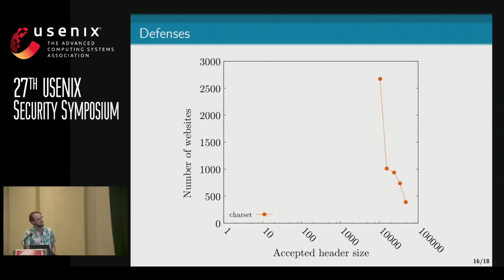So for the first payload for this charset vulnerability, the first payload we send is around 9,000 characters. And most of the websites accept this 9,000 character payload. But as we increase this and we cross the 10,000 character input size, header size, they stop responding. So in the end, for the fifth payload, we got only 400 websites or something like that responding.